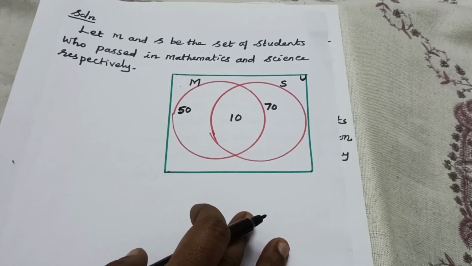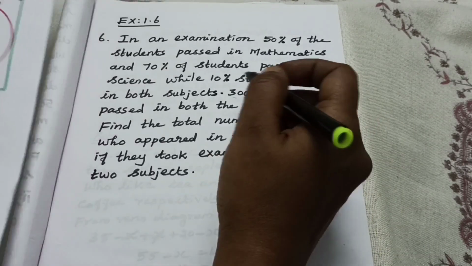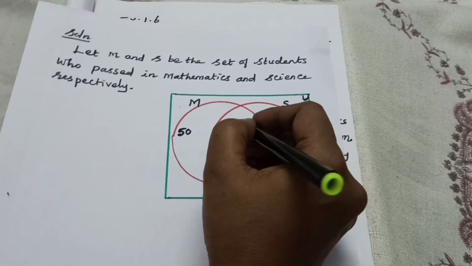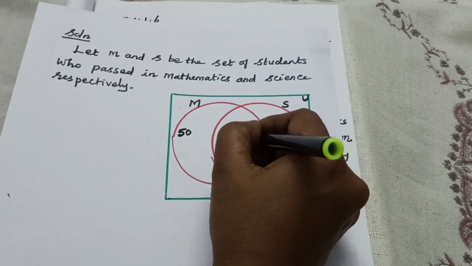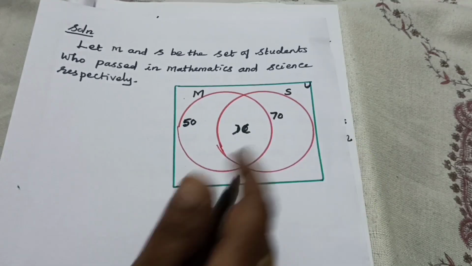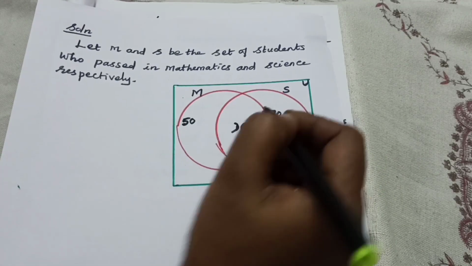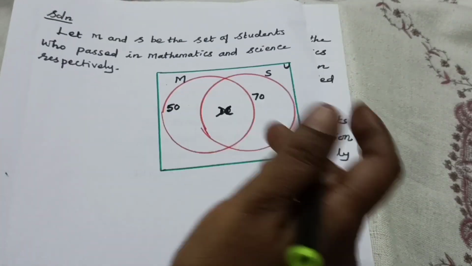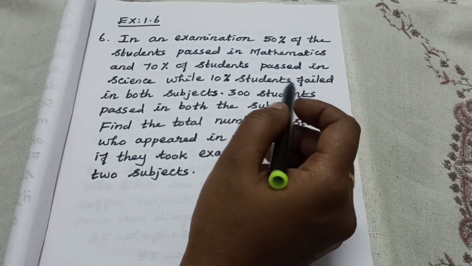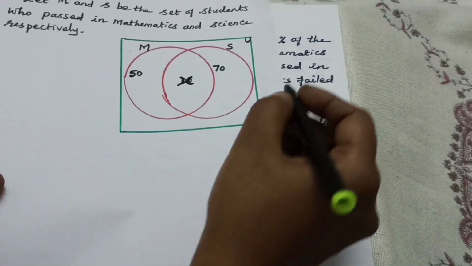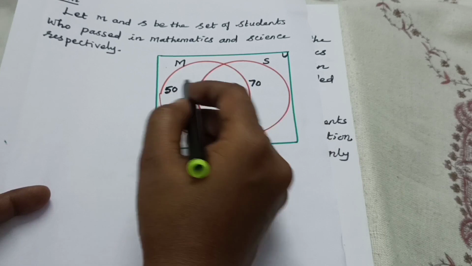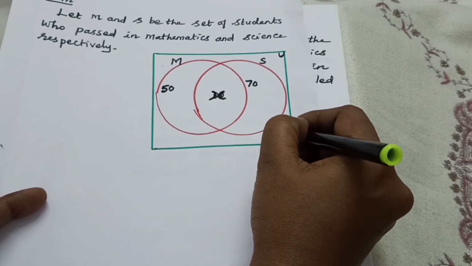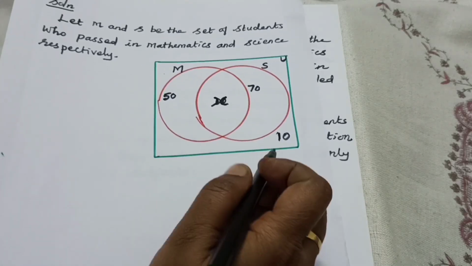Okay. And then, 10% of students fail. The intersection we don't know, that means we have to take x. Have you understood? This area we have to take as x. Then only the failed percentage is given, the pass is not given. 10% of students fail. Fail means outside these 2 pass circles. Okay. This 10 we have to write here.